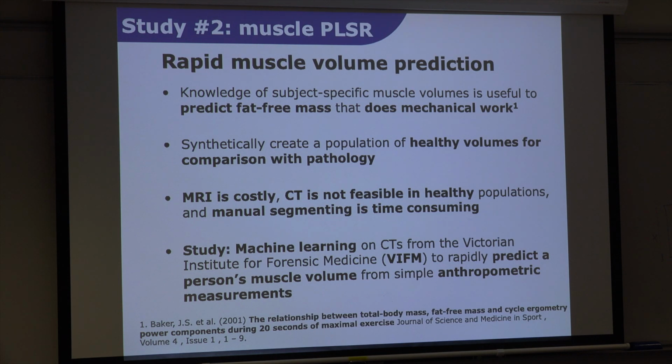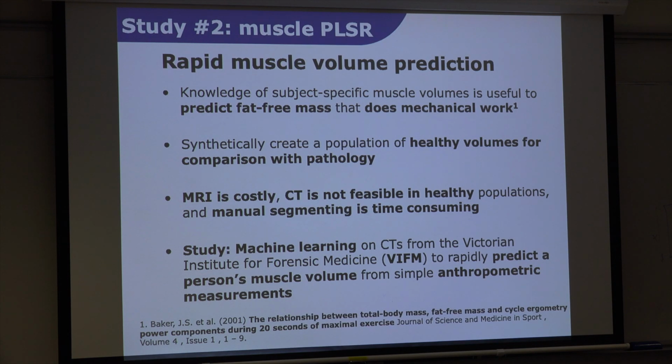We wanted to know subject-specific muscle volume, especially the fat-free muscle volume, because this is the mass that actually does mechanical work, which we can later use to calculate power in biomechanics. It also allows us to synthetically create a population of healthy muscle volumes for comparison with pathology.